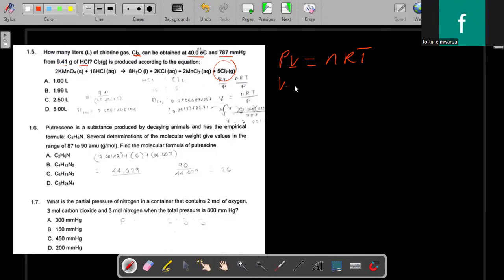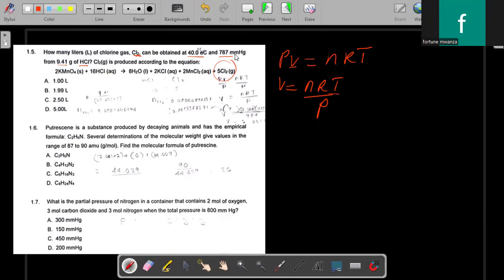So here volume is equal to nRT divided by P. I've simply made volume the subject of the formula there. Okay, so now I have my gas constant. I know the temperature, which is 40 degrees Celsius. I don't know the number of moles. I have the pressure, which is given as 787 millimeters of mercury.